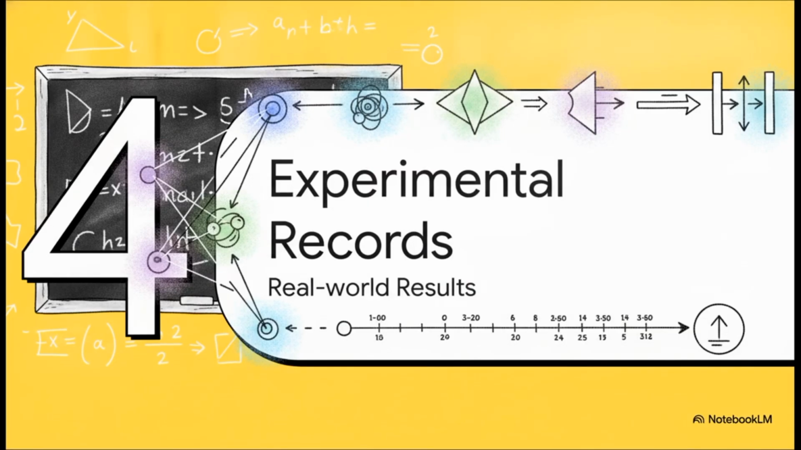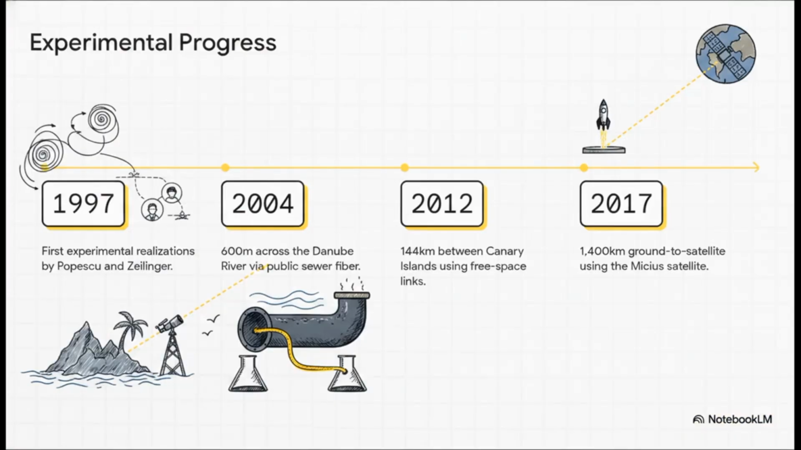All right, Section 4, Experimental Results and Records. Let's see this in the real world. The timeline of progress here is just wild. The initial theoretical proposal was only published in 1993, and by 1997, 2 research groups led by Sandu Popescu and Anton Zeilinger achieved the very first experimental physical realizations. Let's see how this builds because it escalates fast.